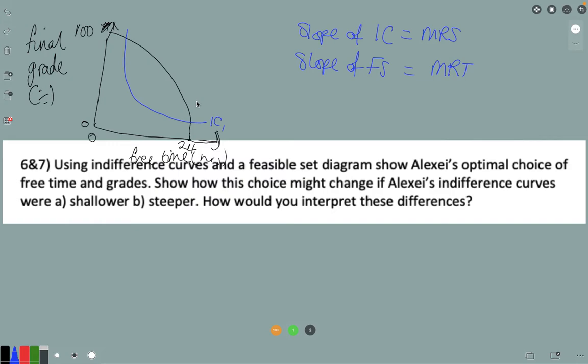Okay, well, we prefer the highest possible indifference curve. When is that a possibility? The highest possible indifference curve that we could get is when it is tangential to the feasible set. So let me just draw that on here. Sorry, let me rub that out and draw that again, because that's not tangential; it shouldn't cross it.